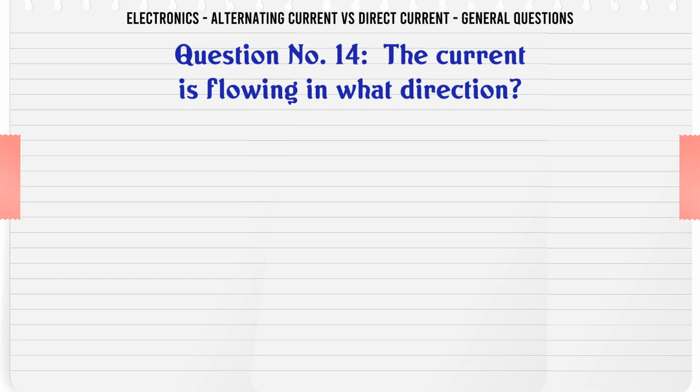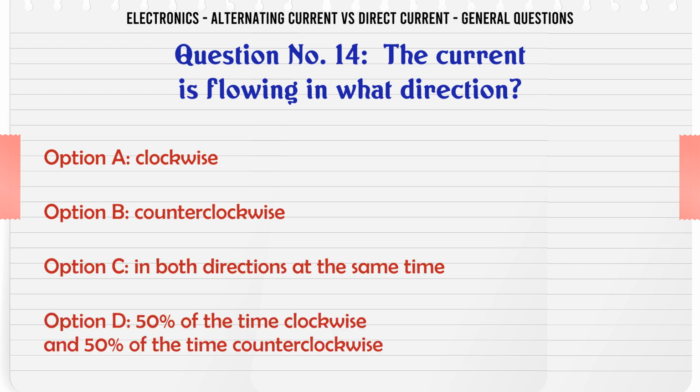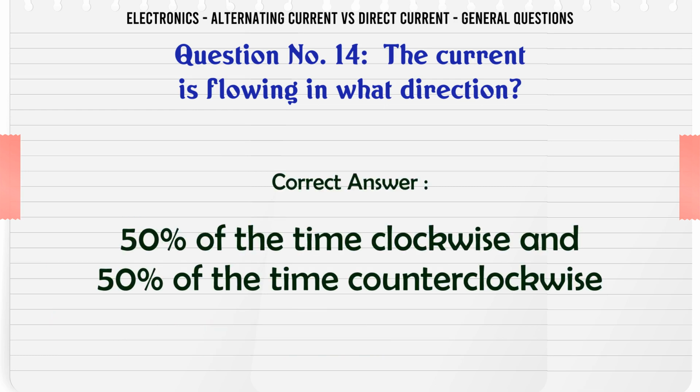The current is flowing in what direction? A. clockwise. B. counterclockwise. C. in both directions at the same time. D. 50% of the time clockwise and 50% of the time counterclockwise. The correct answer is 50% of the time clockwise and 50% of the time counterclockwise.